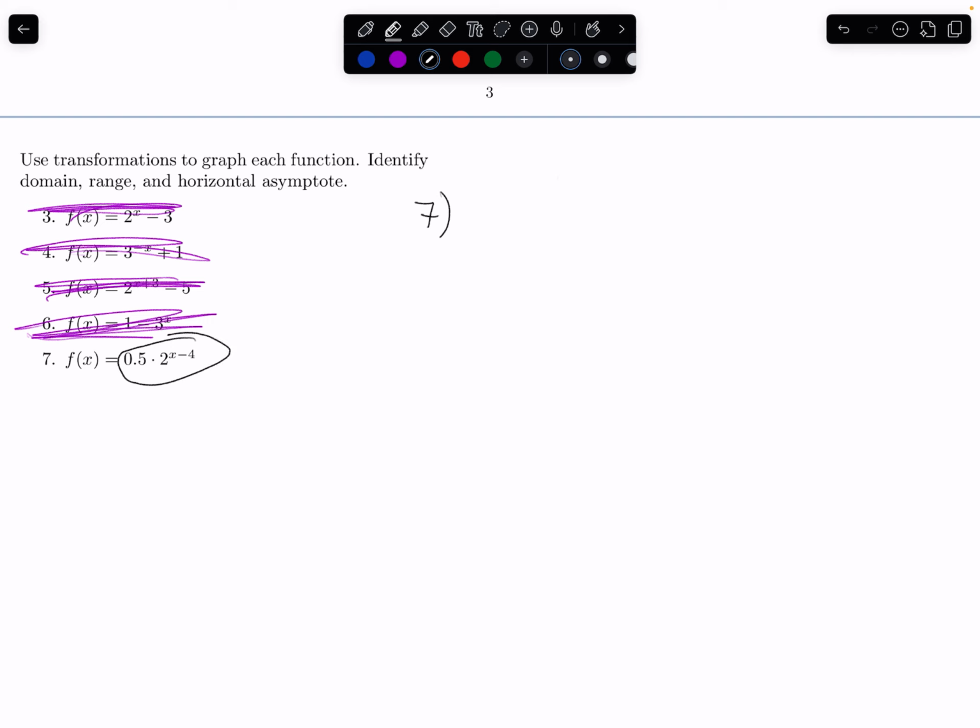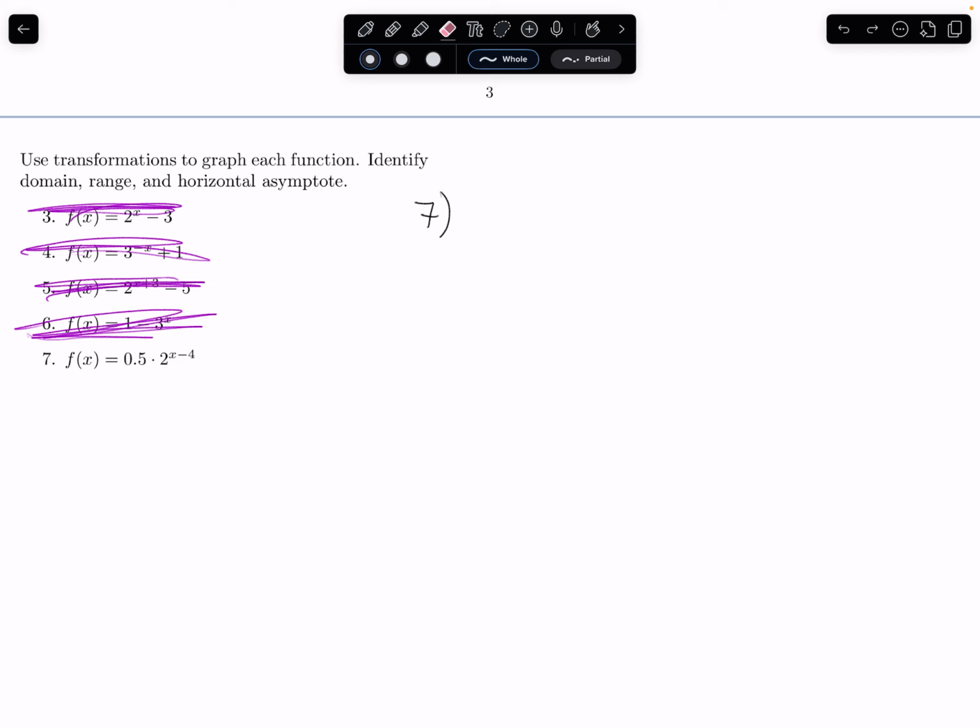Okay, interesting question here. I've got 0.5 times 2 to the x minus 4. Now, there's an obvious relationship I see between 0.5 and 2. 0.5 is just a half, or 1 over 2, right? So to me, I feel like the easier way is to do a little algebraic manipulation here. But I don't know if you guys will think about it the same as me. I think you might think it's easier just to routinely apply the transformations. So let's do that, and then I'll show you an alternative way after as a bonus.